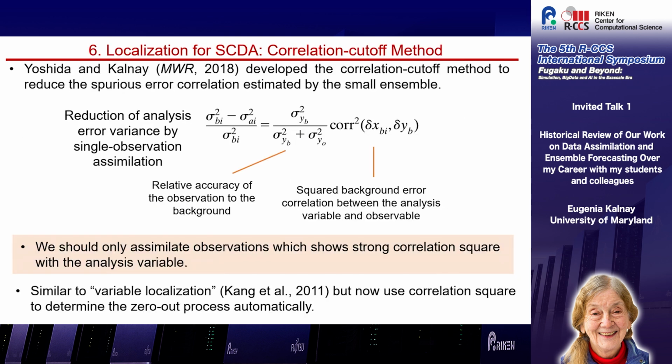To mitigate the issue of spurious error correlations, my student Takuma Yoshida and I developed the correlation cutoff method to remove unreliable error correlations between irrelevant variables. We developed a simple rule based on the Kalman filter equation. We should only assimilate observations of which ensemble perturbations show strong error correlations with the updated variables.